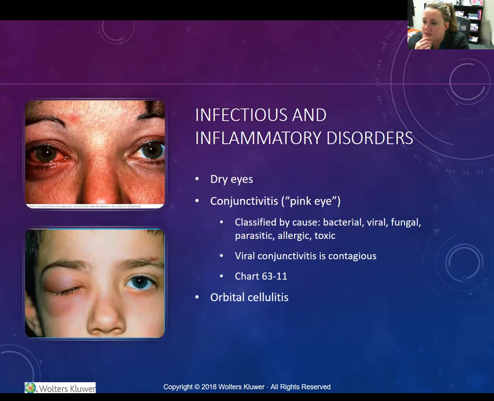Bacterial conjunctivitis, most common is Streptococcus pneumoniae. They can also get chlamydia, and that is sexually transmitted.